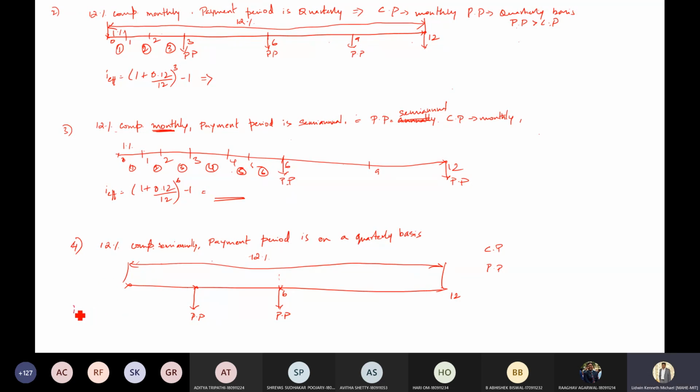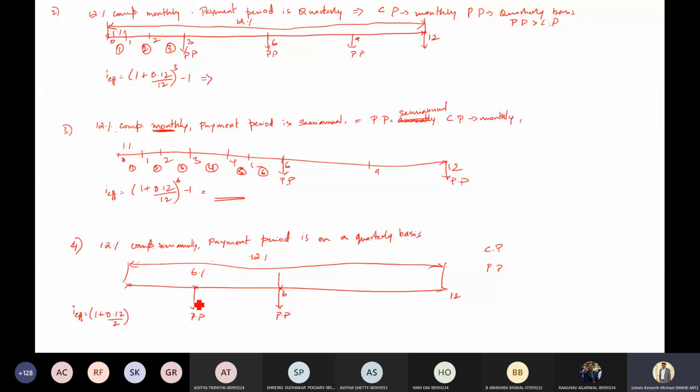Now your I effective. The interest rate is given as 12% compounded semi-annually. So that means the interest rate is 6% for every 6 months. So 1 plus 0.12 divided by 2, right? You get 6% here.